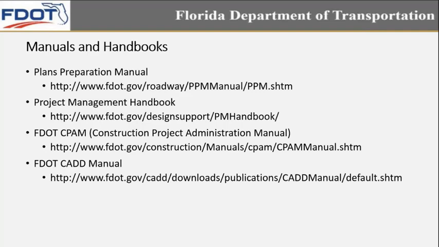Another resource is manuals and handbooks. A lot of people, to digest something, have to read it themselves instead of having it lectured to them. These are some of the critical manuals that we have within the department that outline a lot of the guidance for quality control. Obviously, the Plans Preparation Manual, which contains all of our design criteria and gives us the outline and framework of our project delivery process. The Project Management Handbook has a lot of guidance about how to conduct your project and how to conduct yourself as well.